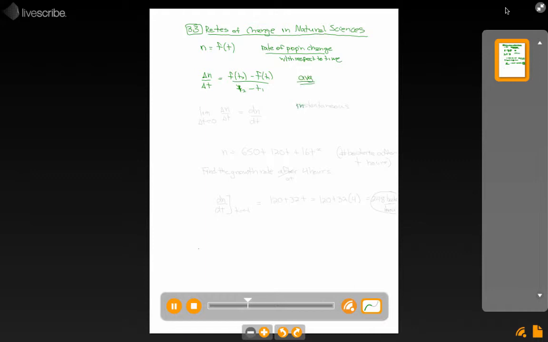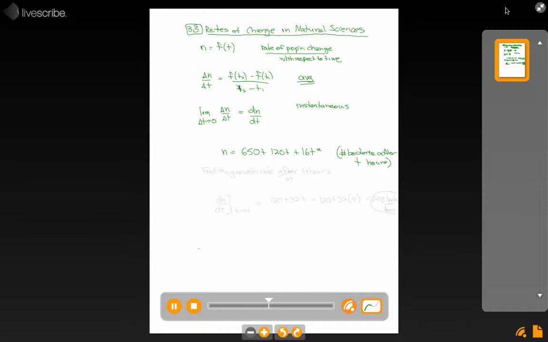If we're looking for instantaneous, we once again would be doing the derivative. We'd be saying what's the limit as delta t goes to 0 of delta n over delta t, which is just dn by dt. So for this example, they're approximating the growth of this population as n equals 650 plus 120t plus 16t squared. And we're talking about bacteria after t hours.